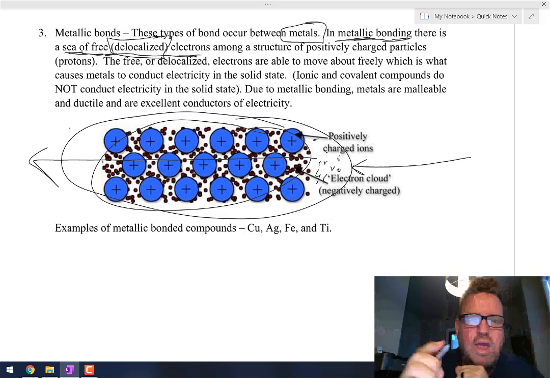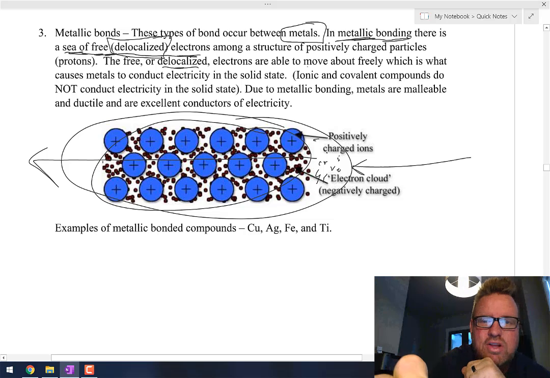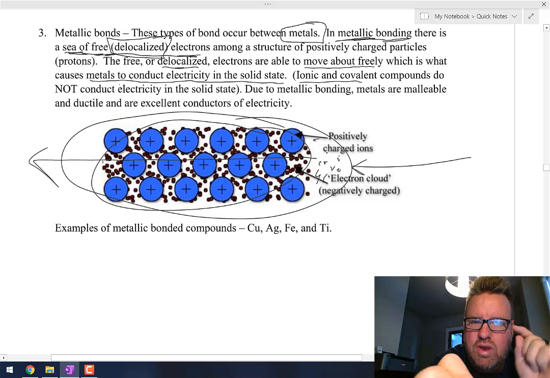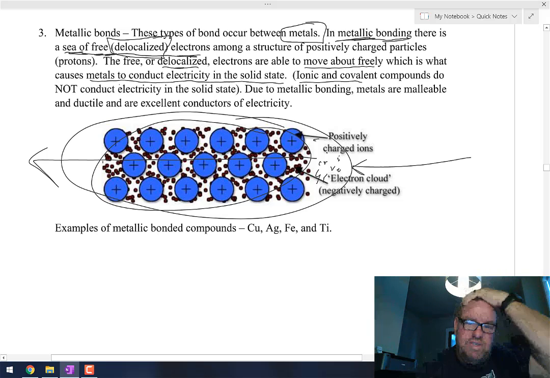Okay, so these delocalized electrons can move about freely, which is what causes metals to conduct electricity in the solid state. Remember, that's a big difference. Okay, metals do conduct electricity in the solid state, but ionic and covalent compounds do not. Okay, that's one of the big differences there.